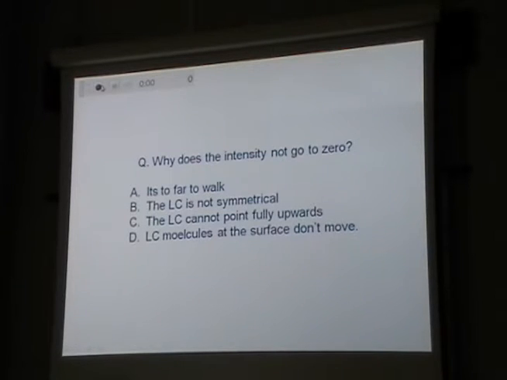Click now. Is it A, too far to walk? Because the molecules are lazy and don't like walking. Is it because the liquid crystal is not symmetrical in some way? Is it because it can't point fully upwards? Or is it because the molecules at the surface, a very special example of molecules, don't move?